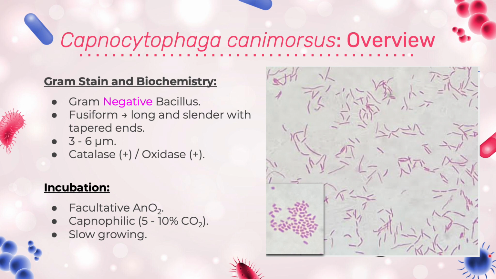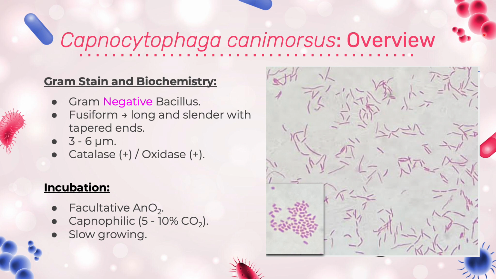This organism is fusiform in shape, and essentially that's just a fancy way of saying that it is long and slender with tapered ends. So in the microbiology world, that hints at an organism being an anaerobe based on its microscopy. This bug is about 3 to 6 microns in length, which means it's quite large. For comparison, I have put a picture of E. coli down here, and for reference that is about 2 microns in length. So comparing the two, E. coli looks very short and chunky.